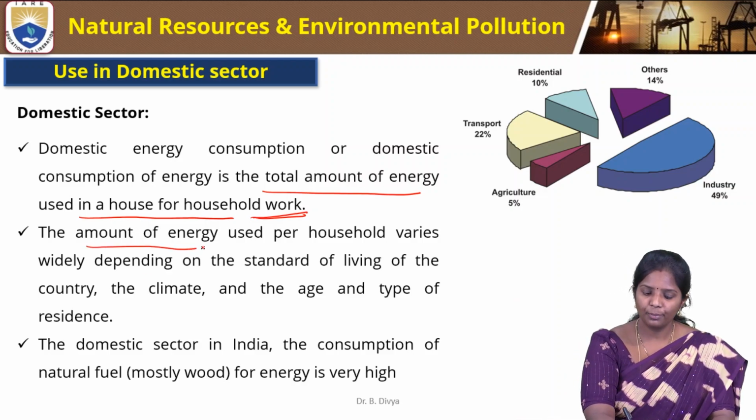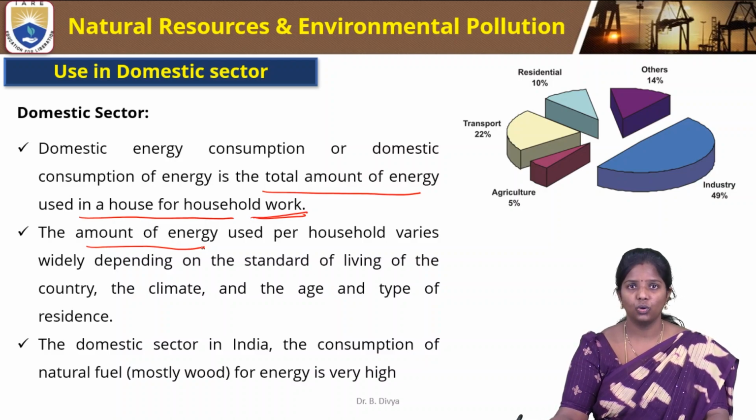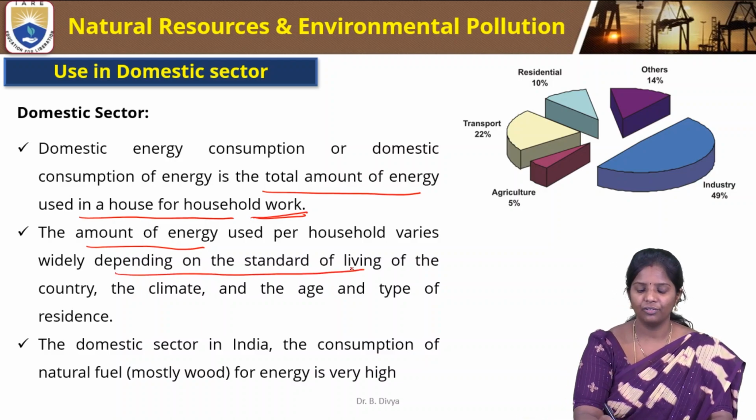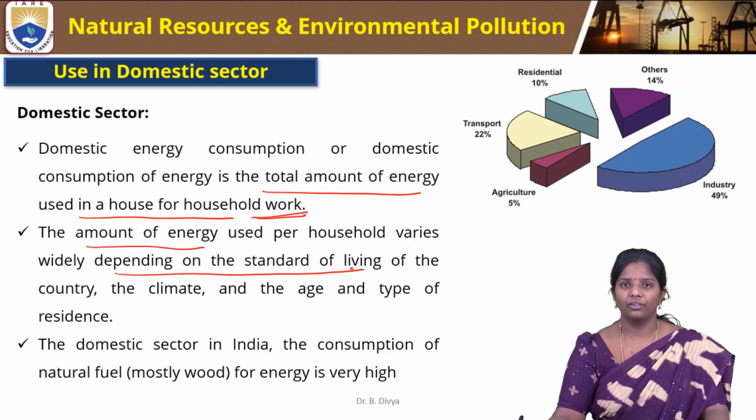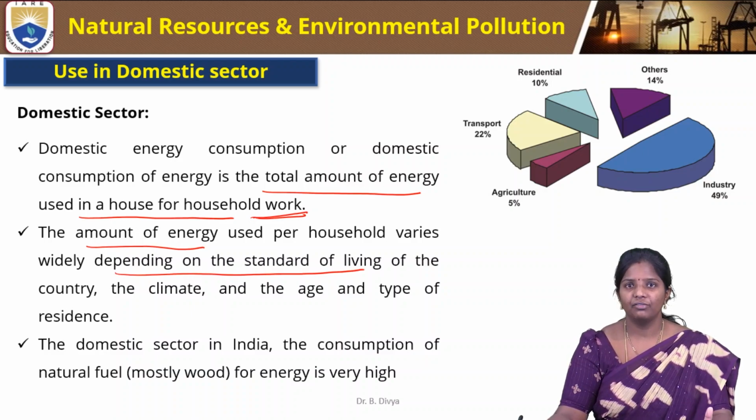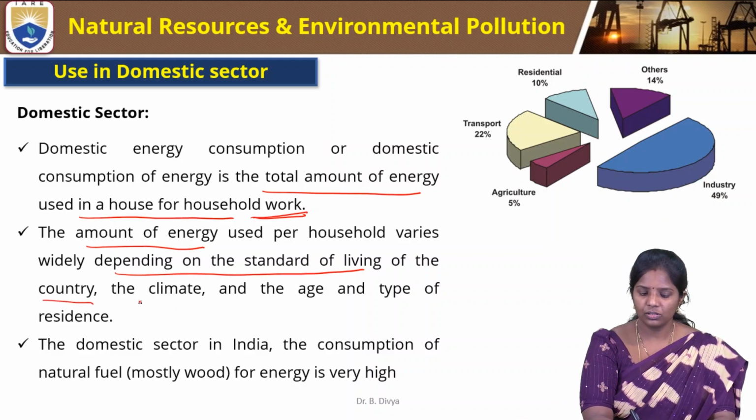The total amount of energy used per household varies widely depending on the standard of living. Depending on the standard of living, we buy the appliances, so 1 or 2 or 3 or 5. That gives the amount of energy that we are consuming in running this machinery. It also depends on the country, the climate, age and type of residence.